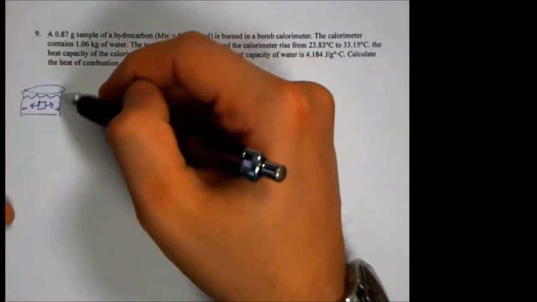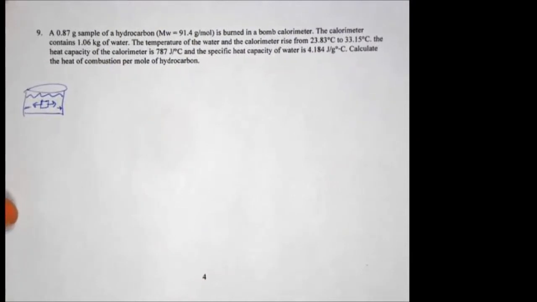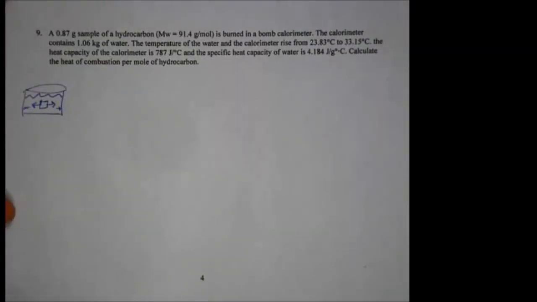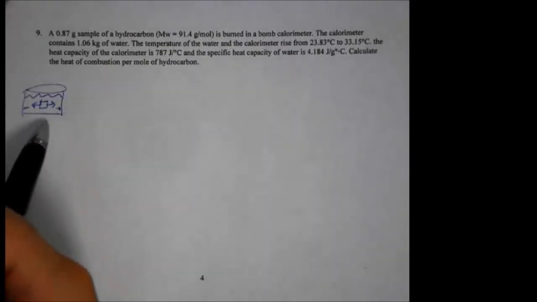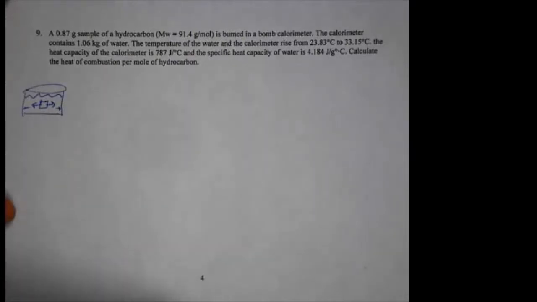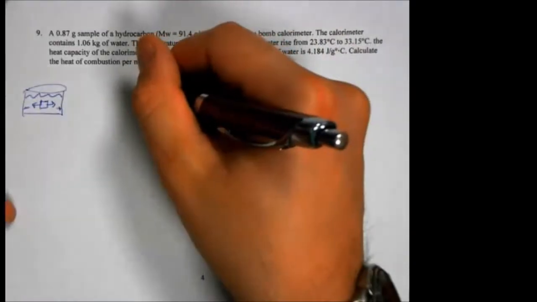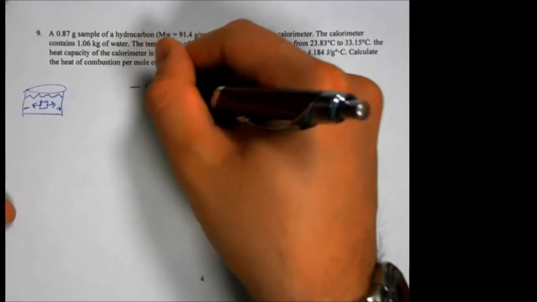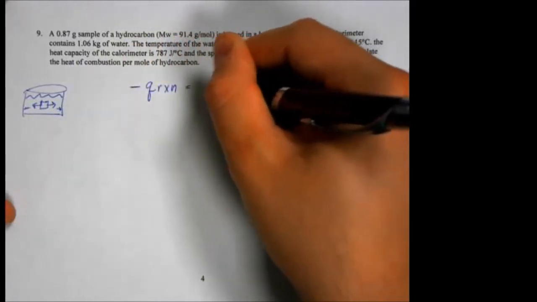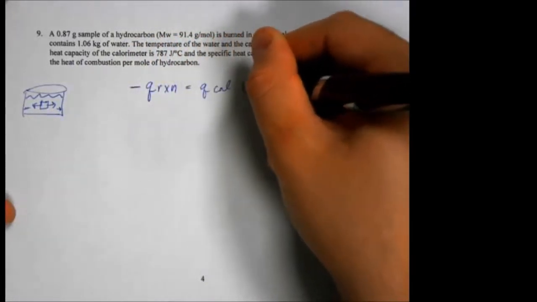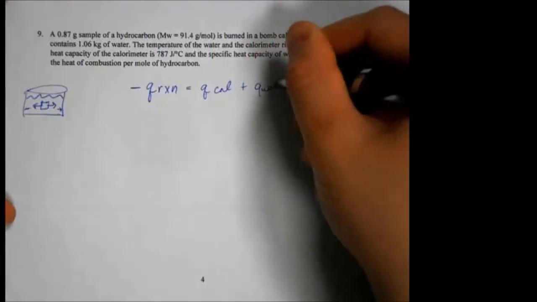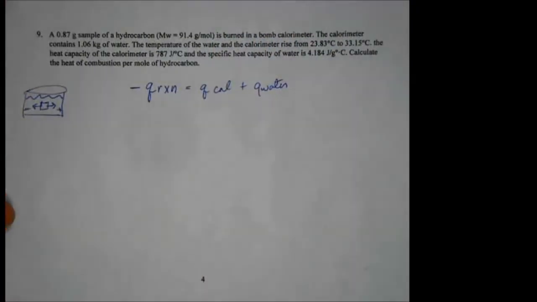The walls of the calorimeter are going to absorb some of that heat. So we have to take into consideration the temperature change for both the calorimeter, meaning the side walls of the calorimeter, the unit itself, and the water. So when we write the equation for this particular one, we're going to say that Q of the reaction is going to equal Q of the calorimeter plus Q of the water. Now in some cases, it may be that they say the calorimeter absorbs no energy.